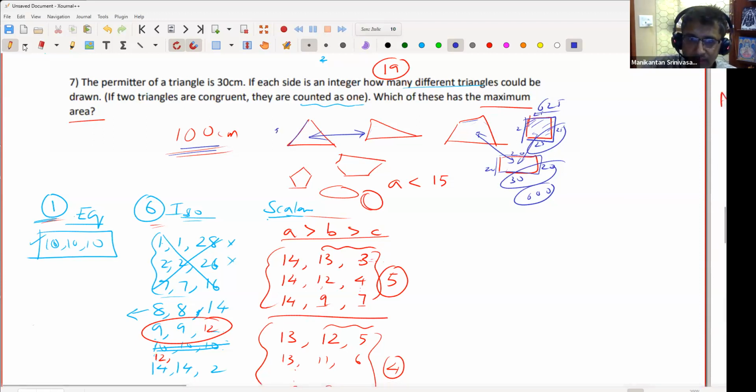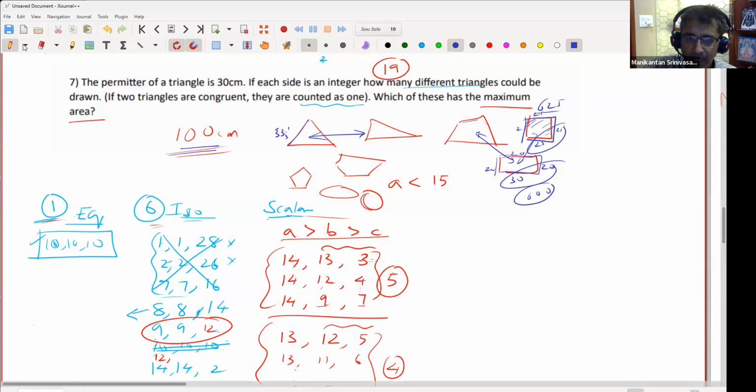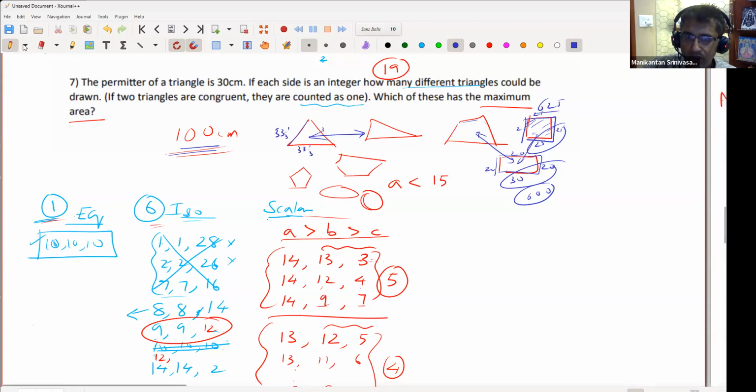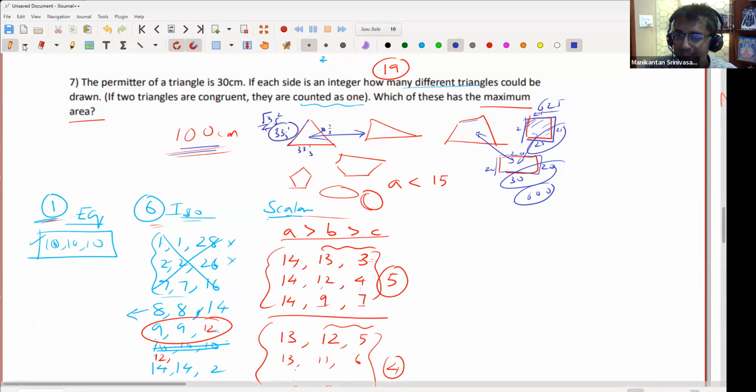And I can just verify this. It's difficult to do by hand, but if I actually do root 3 by 4 times the side squared, you will see that the area comes out to be less than the square area of 625.